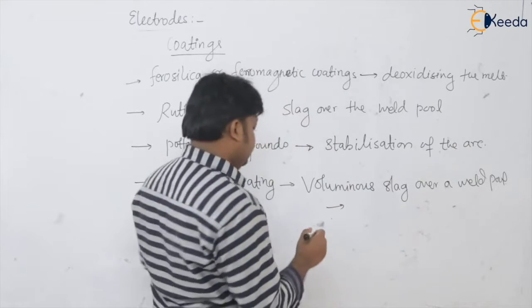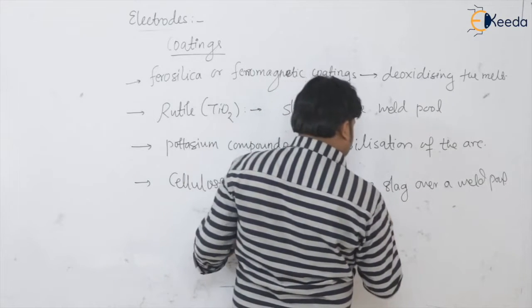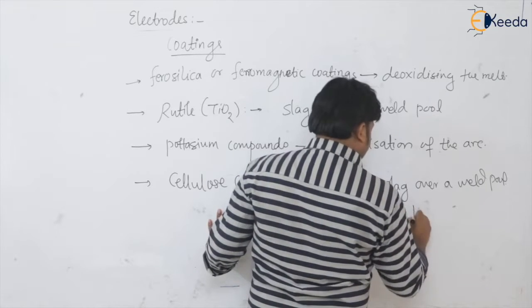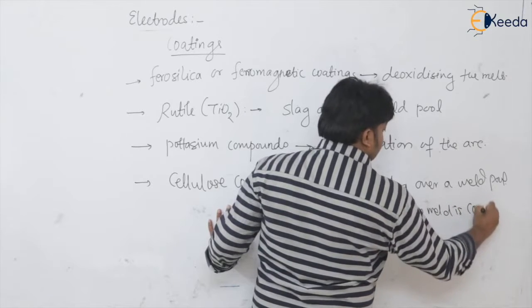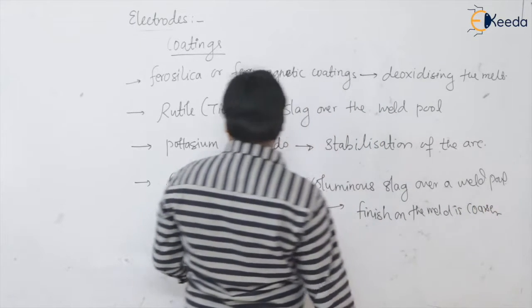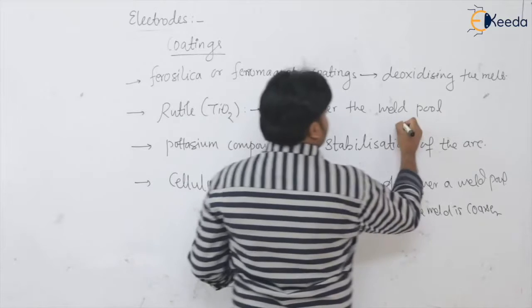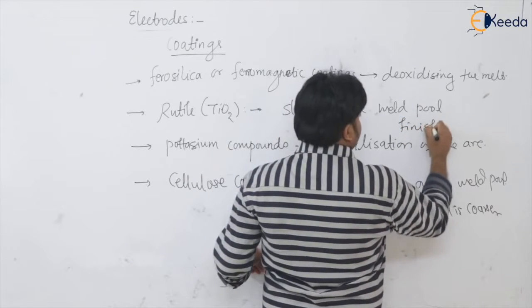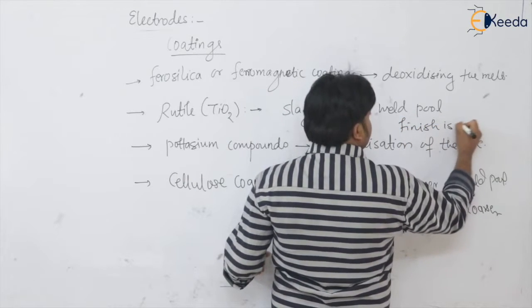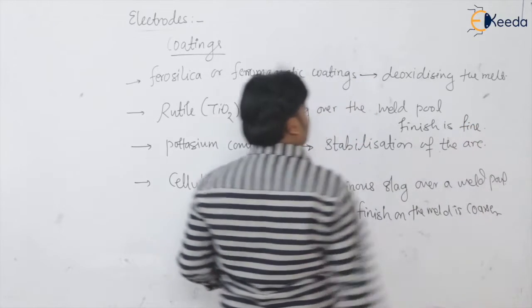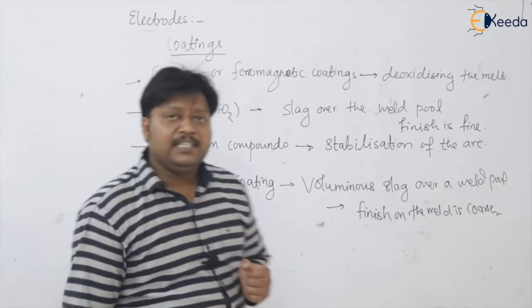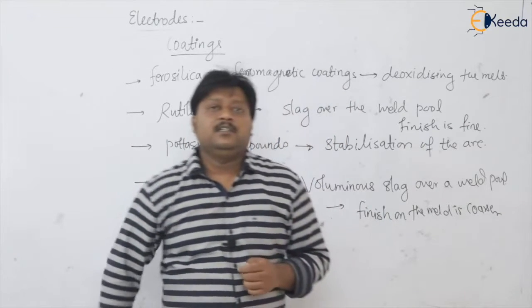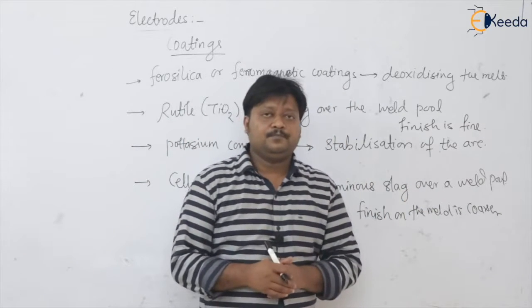Okay, so the only thing is that the finish on the weld is coarser, whereas when you are having the rutile coatings, you are having the finish on the weld as fine. Okay, so these are certain coatings which are used in the coated electrodes.